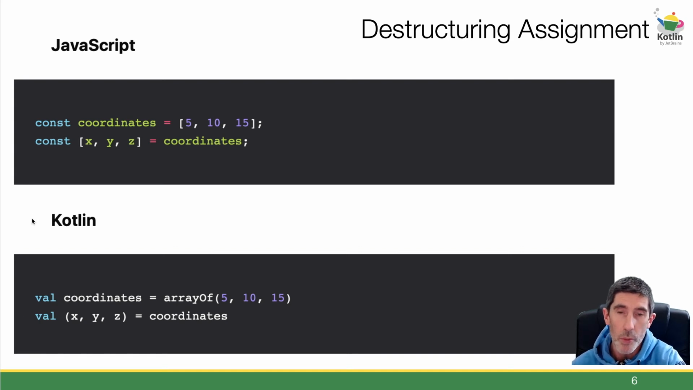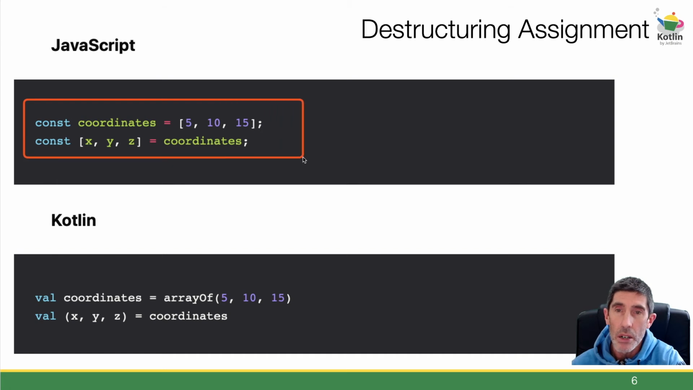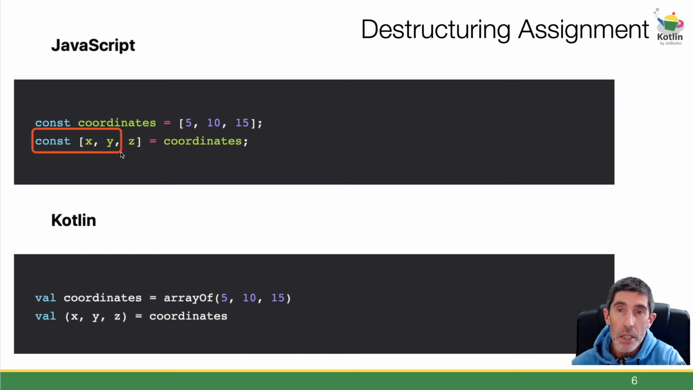So if we look at this one up here in JavaScript, we are creating our coordinates, a basic JavaScript array with 3 elements, 5, 10, and 15. But we can also say const x, y, z is assigned coordinates. That will assign 5 to x, 10 to y, and 15 to z, all in the one statement. So we don't have to do individual gets at coordinates 0, 1, and 2 and then assign them.